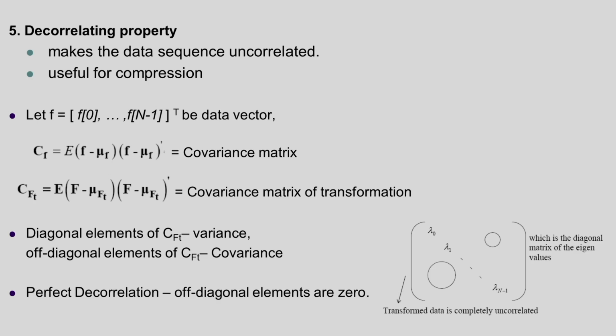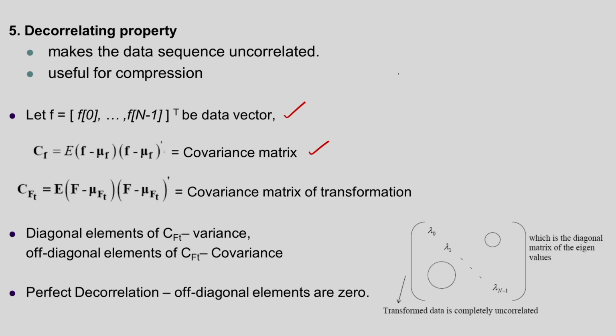So, in this property you can see the input data is highly correlated, but after the transform data will be less correlated, or maybe you can consider uncorrelated. So, input data is highly correlated, and after the transform data will be uncorrelated, that is the concept. If I consider this is my data vector, corresponding to this data vector I can determine the covariance matrix, and after the transformation I am getting the transform data.